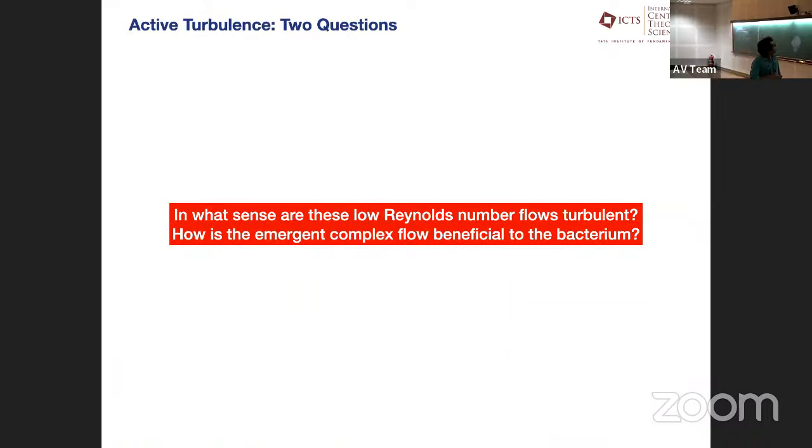So what we wanted to ask, and that's where the sort of inertial turbulence thing comes in, are essentially two questions. Hopefully I'll be able to get to both of them. The first is, in what sense are these low Reynolds number flows turbulent? That's because, classically we associate turbulence with a high Reynolds number phenomenon. And secondly, how is this emergent complex flow beneficial to the bacterium? I'll skip over the second question, but I'll focus on the first question a little more.